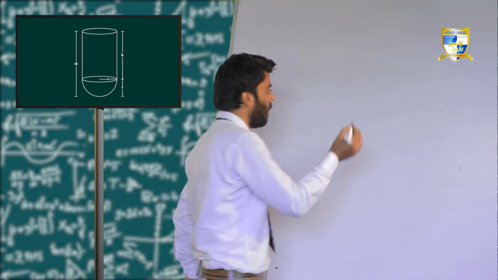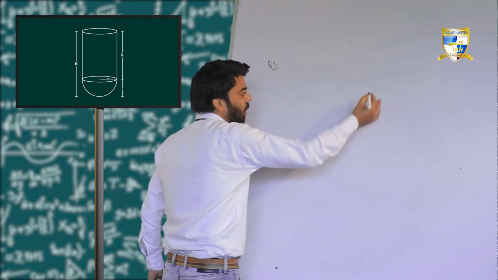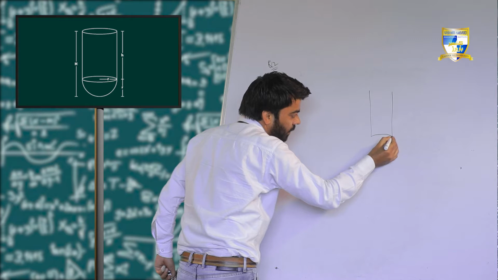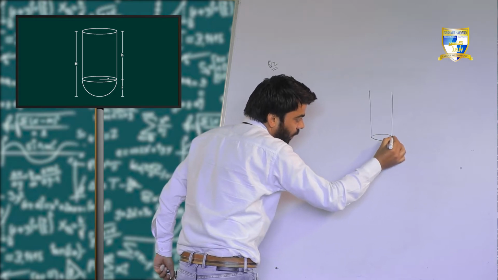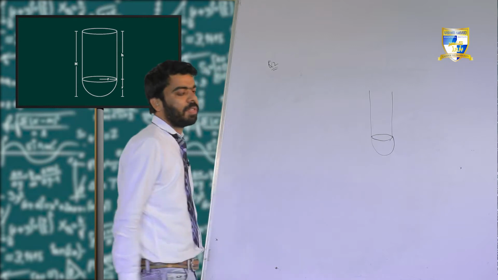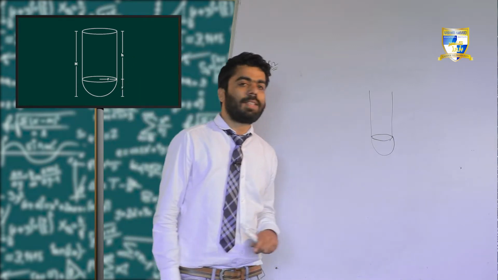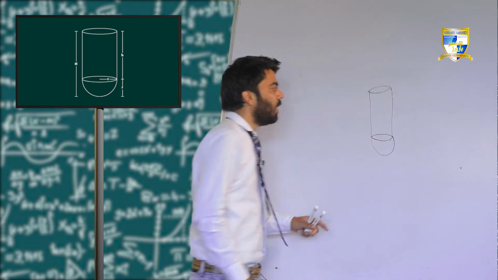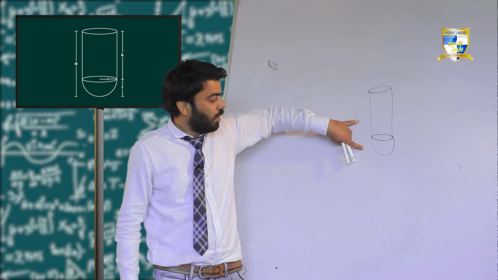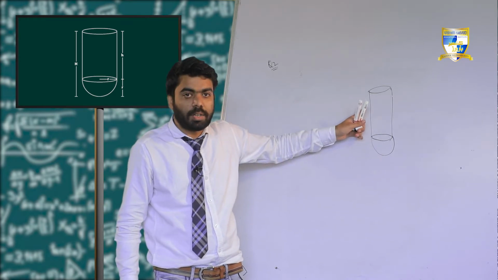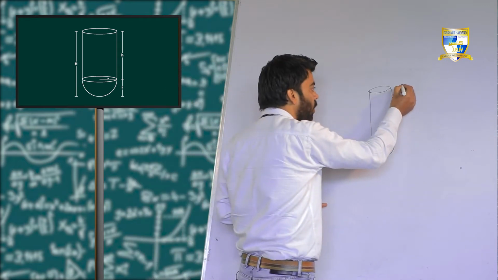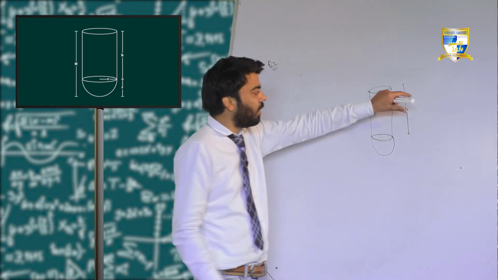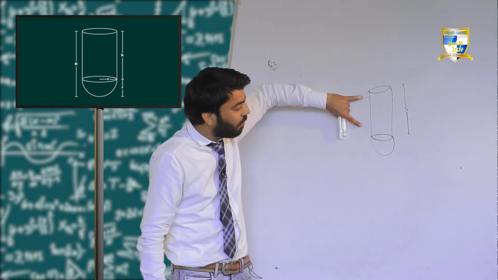The question says this. We have a vessel. Vessel means that we can put something into it. Vessel is shaped like this. You have a hemisphere at the bottom and you have a cylinder mounted on it. It contains two objects. One is a hemisphere and the second is a cylinder. Both are hollow. That's why we call this a vessel.